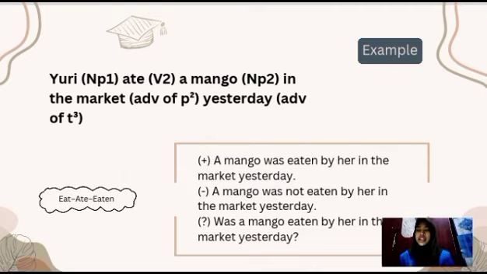The example for a positive sentence is: a mango was eaten by her in the market yesterday. For the negative sentence: a mango was not eaten by her in the market yesterday. Was not, right? For the interrogative sentence: was a mango eaten by her in the market yesterday? The first word of the sentence is was.